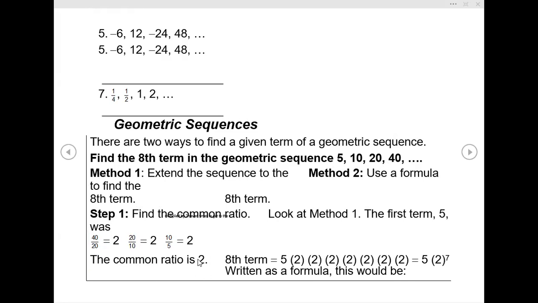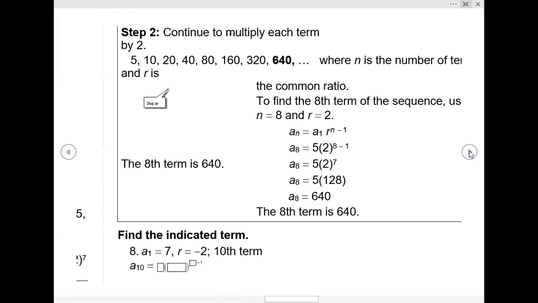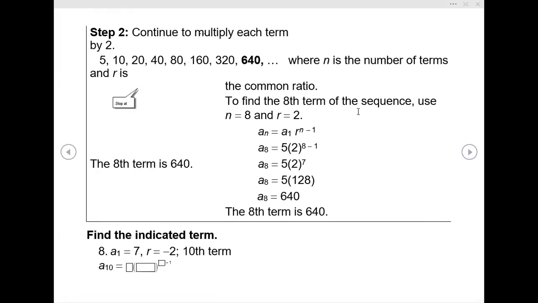So we will extend: 5, and then 5 times 2 times 2. So we will multiply 5 times the ratio to the power of 7, because we are looking for the 8th one. This one will be very long, but it's a way to find the answer. But we can use the formula. So what is the formula to work with geometric sequences? The formula is a_n equals a_1 times r to the power of n minus 1.